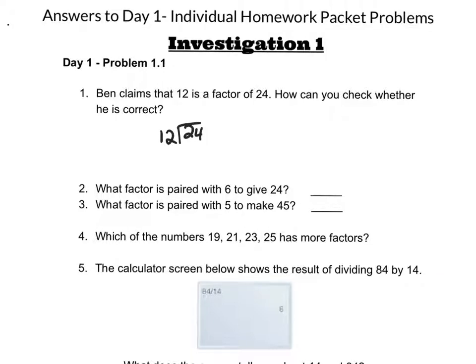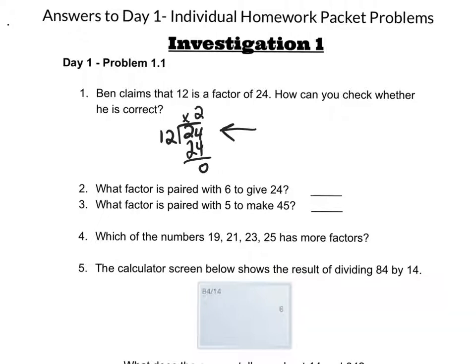So in this case, I put 24 in the house, which is the divisor, and I see how many times 12 can go into 24. Obviously, if you have your facts down, you can see right away that 12 doesn't go into 2, but 12 does go into 24 two times, with no remainder. So that's how you can check. Divide the 24 by 12.